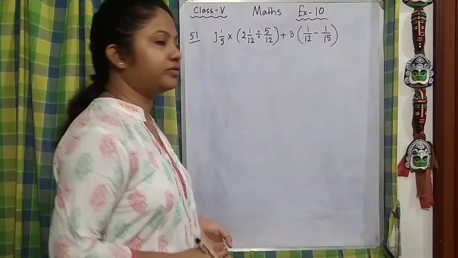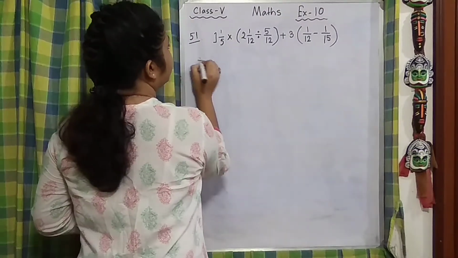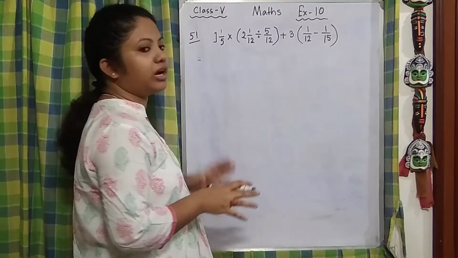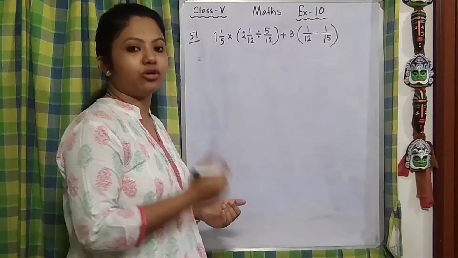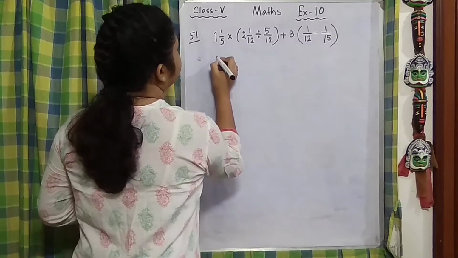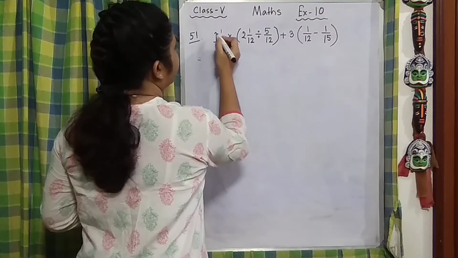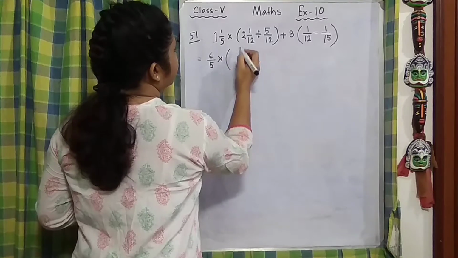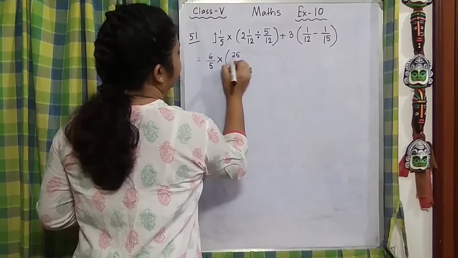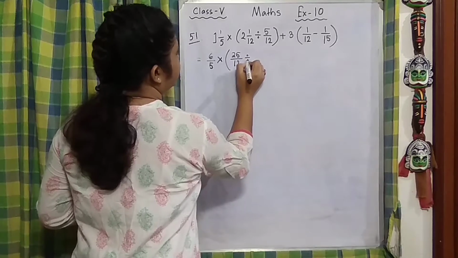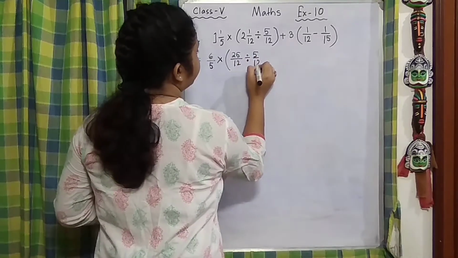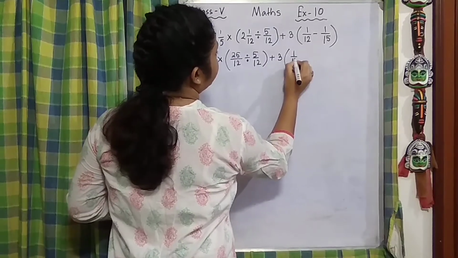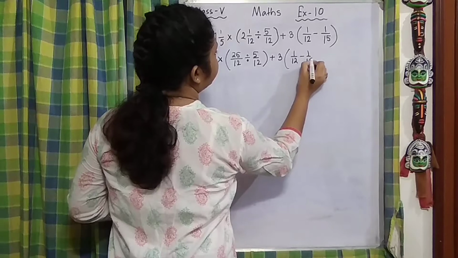Coming to the last one of today, that is sum number 51. So here there are no other vinculums given. So we are going to do it straight away following the BODMAS method. So first we are going to convert this 5 on the 5 plus 1, 6 by 5 multiplied with 12 2s are 24, 1 is 25 by 12 divided by 5 by 12 plus 3 into 1 by 12 minus 1 by 15.